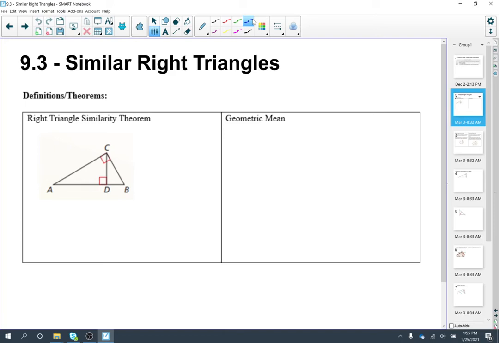9.3, similar right triangles. Now, starting out, we're going to start with the right triangle similarity theorem, and I'm going to ignore for just a minute this geometric mean. So leave the box there, don't fill it in. We are going to come back to it, but first I'm really going to discuss this idea of right triangle similarity, and then we're going to hop to example 1. After we're done with that, then we'll come back to the geometric mean.